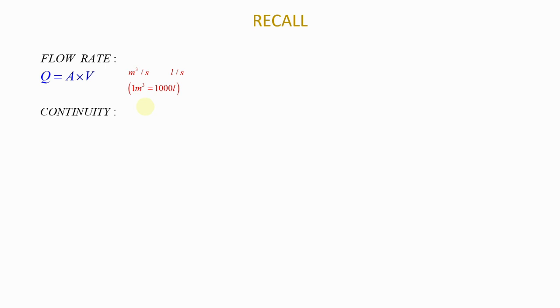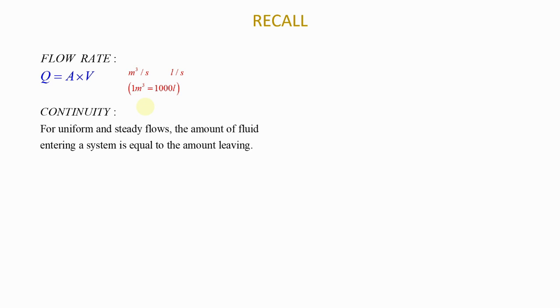And so continuity, this is what we're going to speak about now. Basically, when you're dealing with a flow that is uniform and a flow that is steady, the amount of fluid that is entering a system must be equal to the amount of fluid that leaves the system. That is what we refer to as continuity.